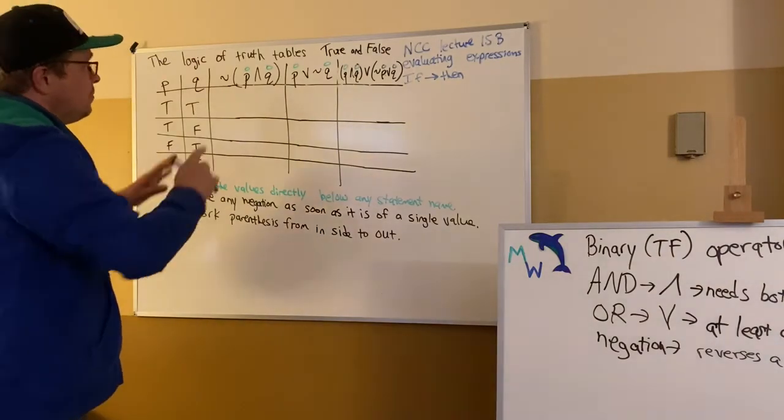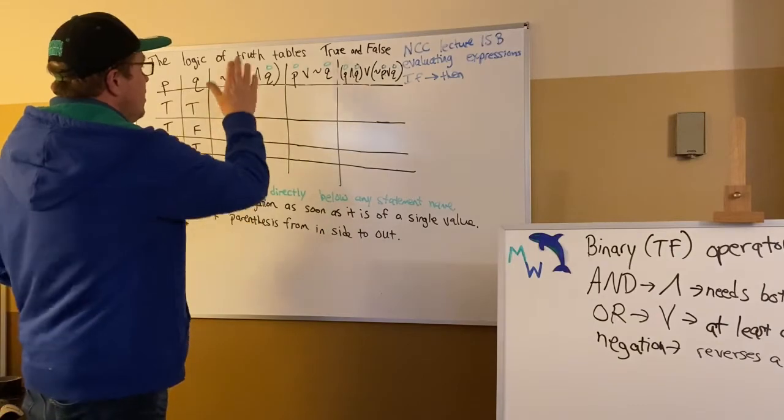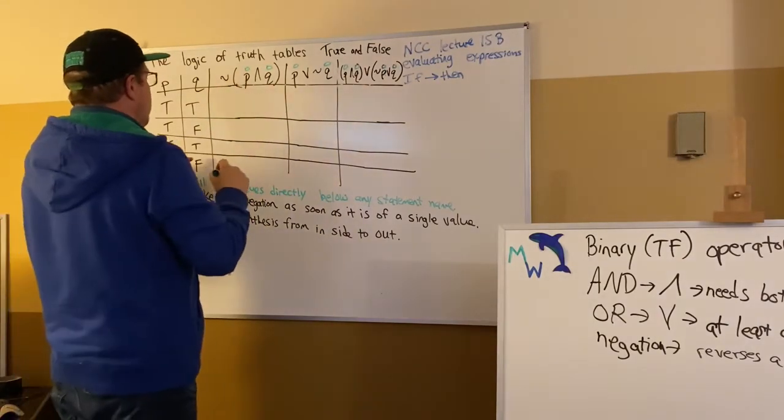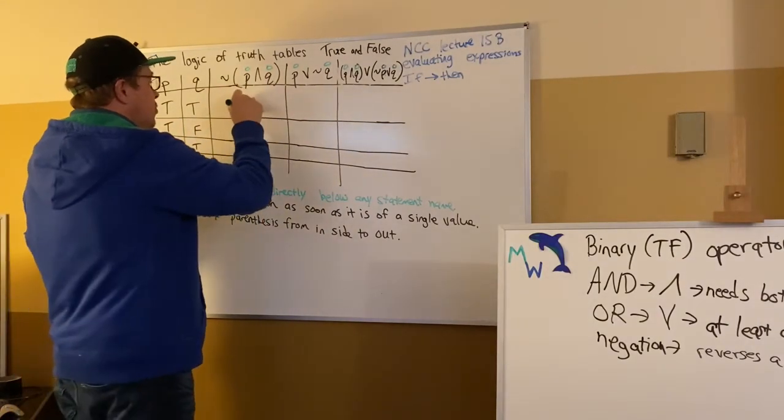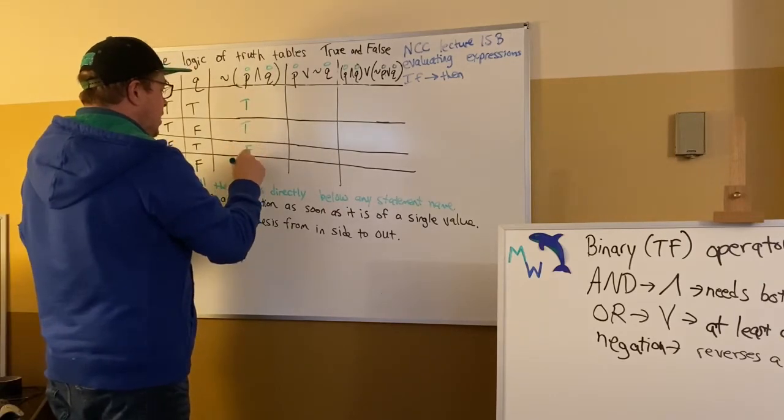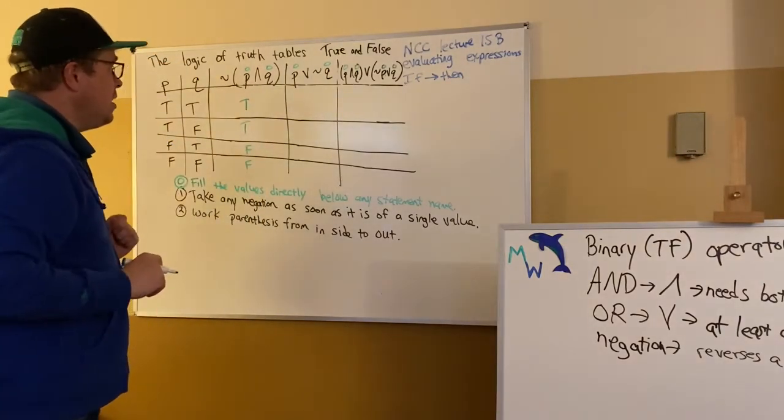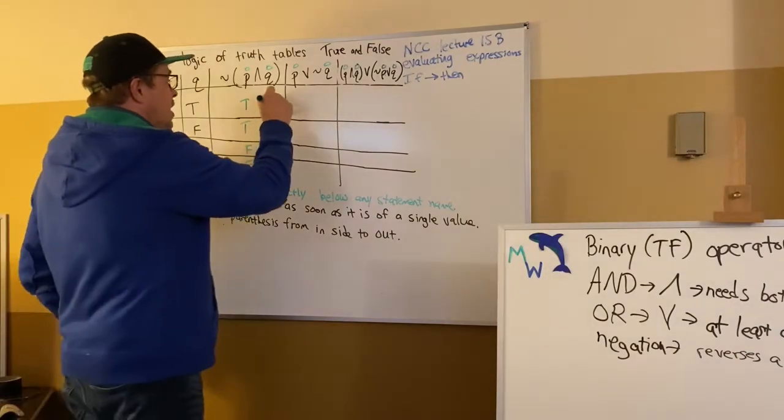Here's what happens. Step 0 is fill in what's under P or under Q. Every P is TTFF, so I go TTFF directly under the presence of the name P. TF goes right under any Q.